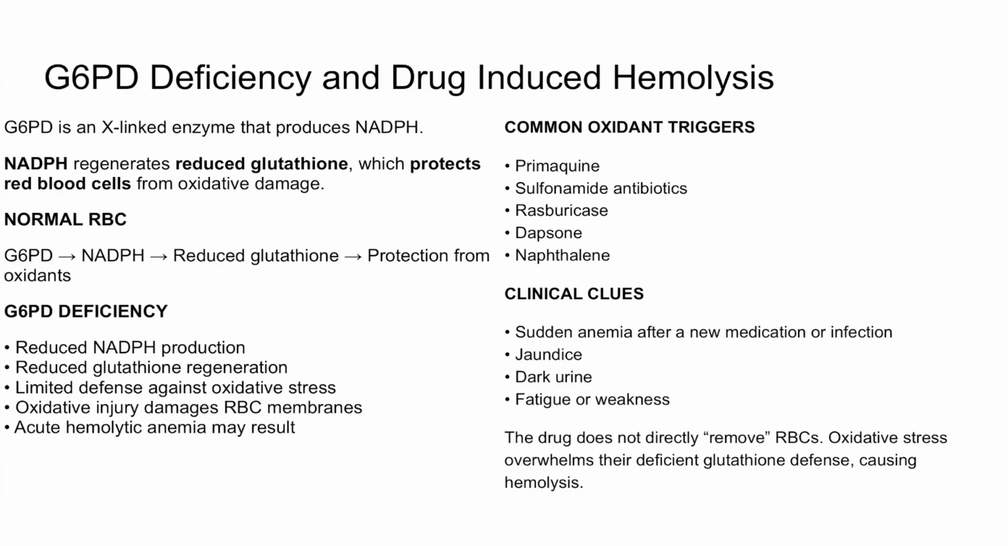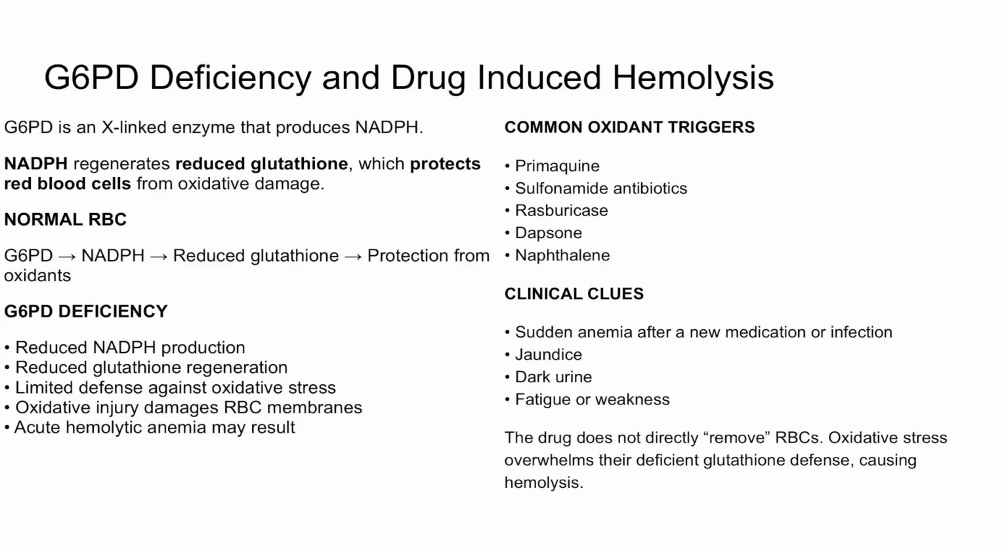All right, so glucose 6-phosphate dehydrogenase, or G6PD, is an X-linked enzyme that generates NADPH. Red blood cells need NADPH to maintain glutathione in its reduced form. Reduced glutathione protects hemoglobin and the red cell membrane from oxidative injury. In G6PD deficiency, red blood cells have limited protection against oxidative stress.